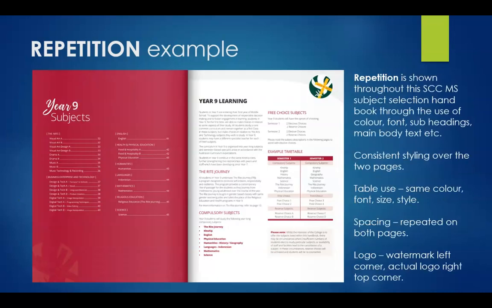Repetition example. Repetition is shown through this St. Columba College Middle School Selection Handbook through the use of colour, font, subheadings, main body text, etc. There's consistent styling over the 2 pages. The table uses the same colour, font, style, size, etc. The spacing is mostly repeated on both pages, and the logo, there's a watermark on the left bottom corner and the actual logo in the top right corner.